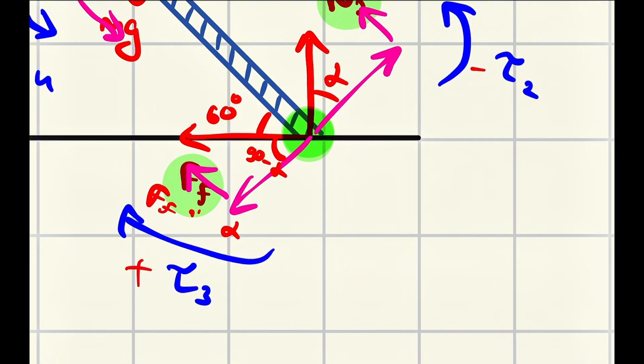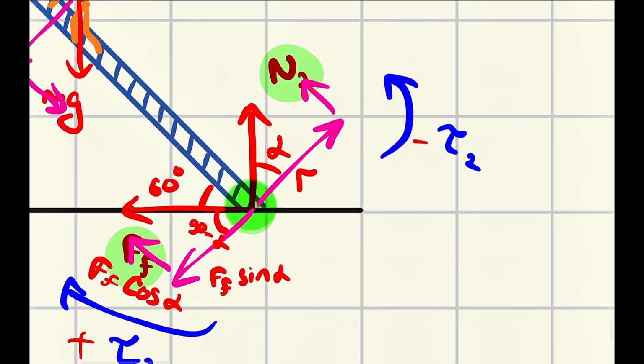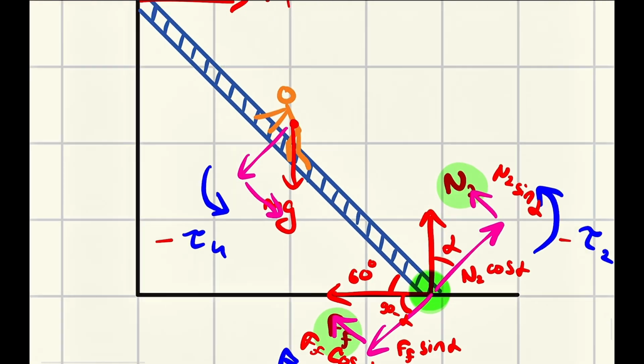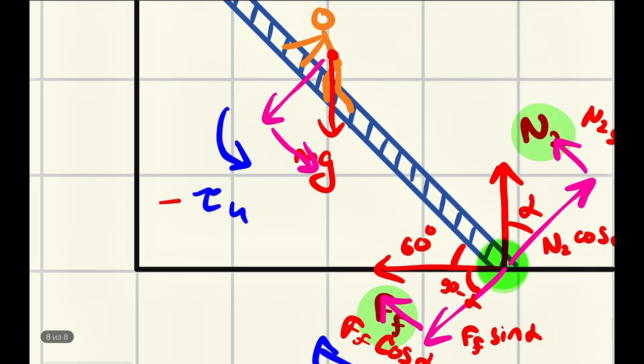Okay, this would be friction force cosine alpha. This is friction force sine alpha. And this is adjacent, that's why it's normal force N2 cosine alpha. And this is N2 sine alpha. Okay, good. And here we can continue this line. Let me just continue this line. This is 90 degrees. This has to be 90 minus alpha, which means that this angle has to be alpha. Good. I hope it's pretty obvious, right?